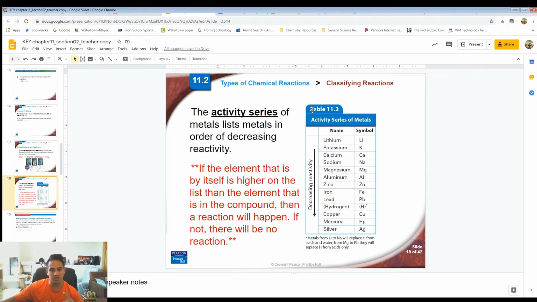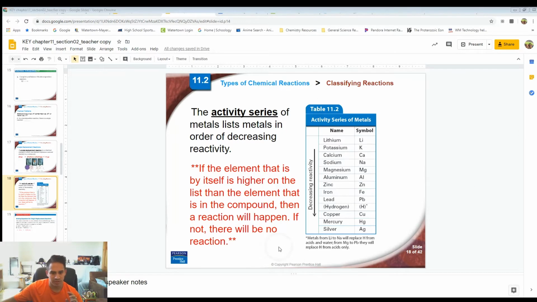Okay, now one thing also about this activity series is it is on the back of your periodic table. So just to show you real quick, let me pull this up just to make sure that we know where it is. It's in the top left corner on the back of your periodic table. This is going to be very important for you to use for this chapter.